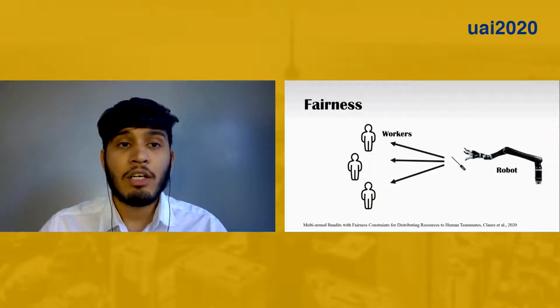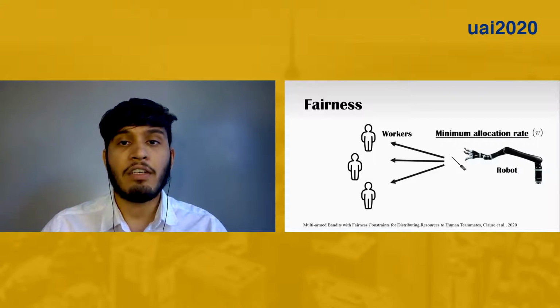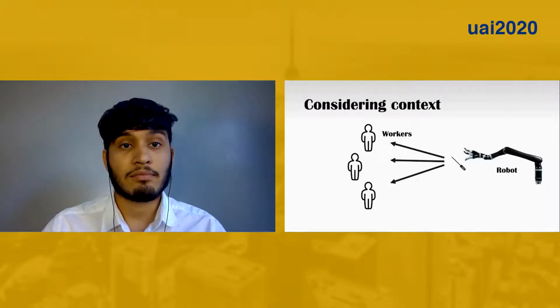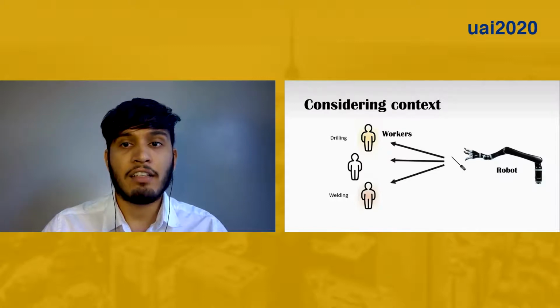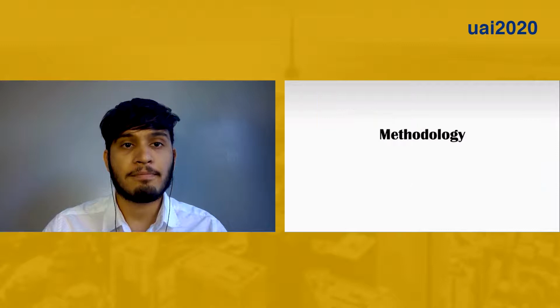Therefore, it is important to select users fairly, which means that each user should be selected with a minimum rate of at least V, which represents the fairness level. However, previous work in fair allocation does not account for the fact that different workers can be skilled at different tasks. For example, one worker may be skilled at drilling holes, while another worker may be skilled at welding. Therefore, it is also important to select the optimal user based on the context, which in this case is the tool that needs to be operated.